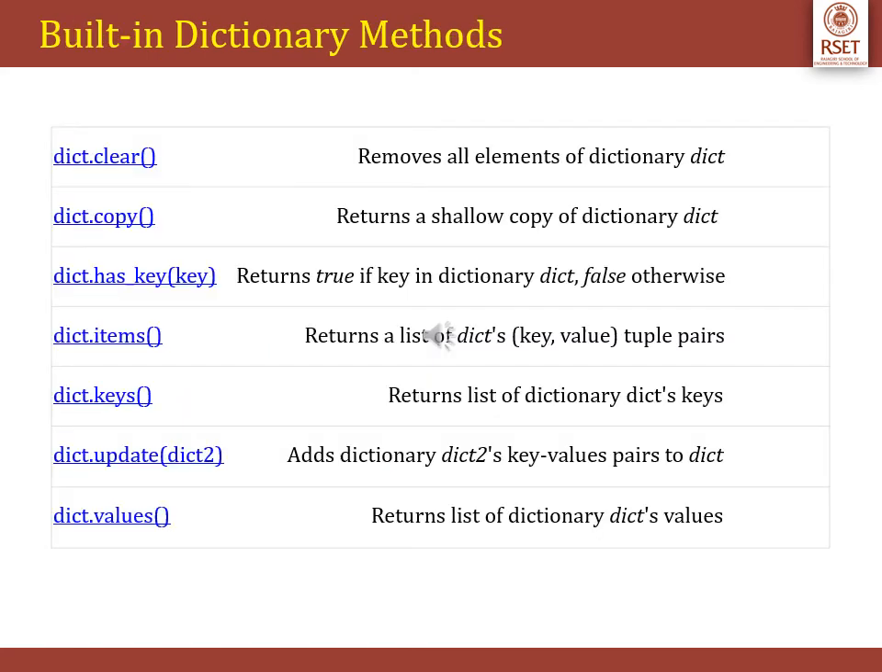Just like other data structures, there are numerous built-in dictionary methods and functions like clear, copy, has_key, items, keys, update and values, which can be used for different purposes. We can try to search inside a dictionary with the help of keys. We can try to find out the values inside the dictionary, etc. The list is exhaustive. Please refer to the textbook for the entire list.